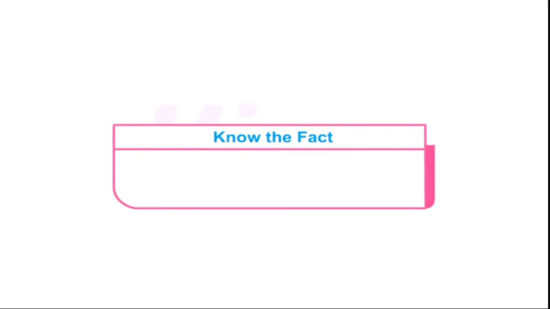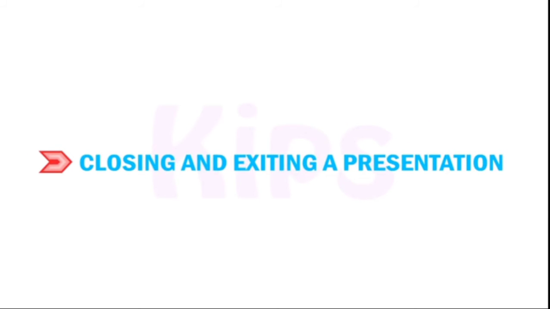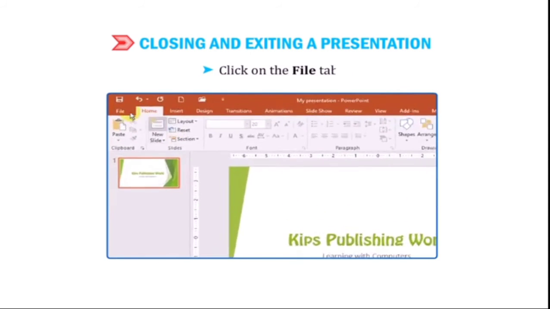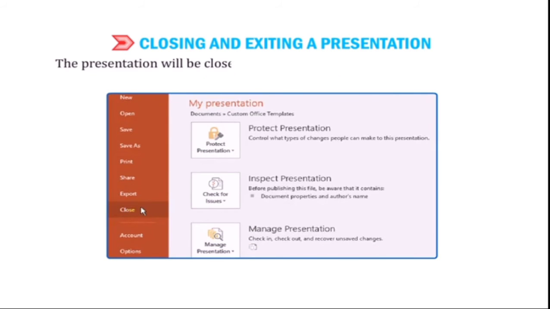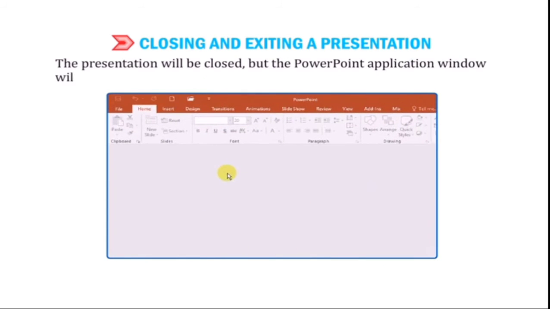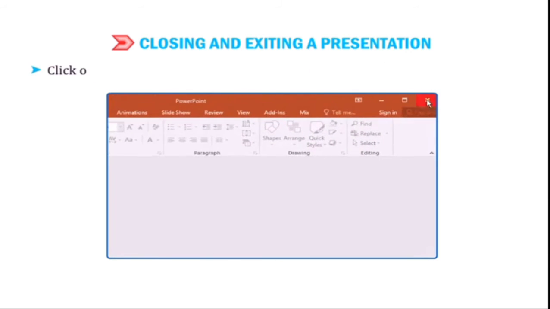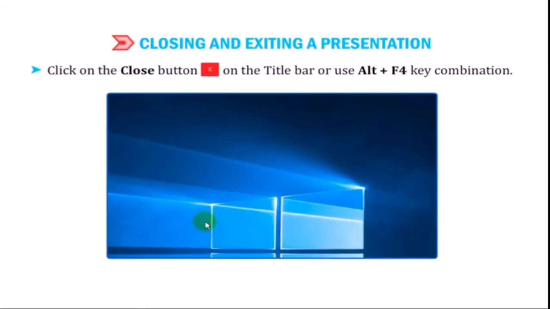Students, let's know the fact. Also use the Save As command if you want to save an already existing document again with a new name without deleting the original file. Let us learn how to close and exit a presentation now. To close the presentation, click on the File tab. Select the Close option. The presentation will be closed, but the PowerPoint application window will remain open. To exit the presentation, click on the Close button on the title bar or use Alt+F4 key combination.